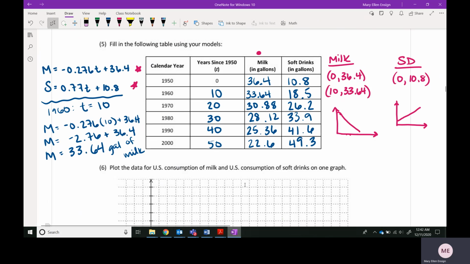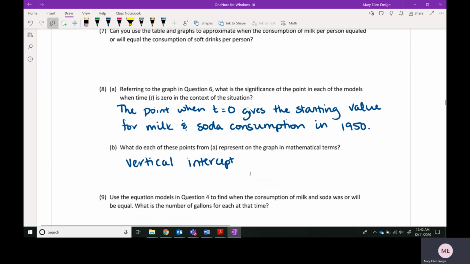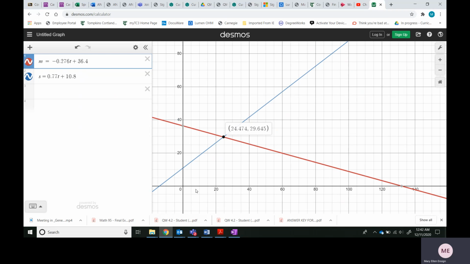Okay, let's go back to this. Then it asks us, referring to the graph, what's the significance of the point in each of the models when time t is 0? What's the significance of this in the context of the situation? So we're going to look back at the graph for a minute. We're looking at where t, this x value, equals 0. So we're looking at this point and this point right here.